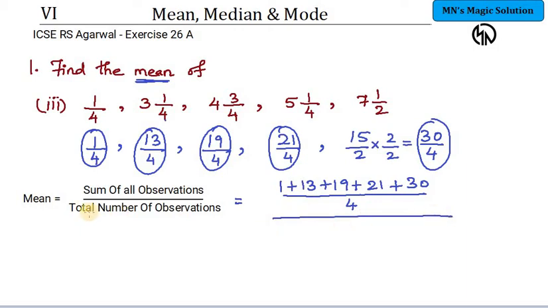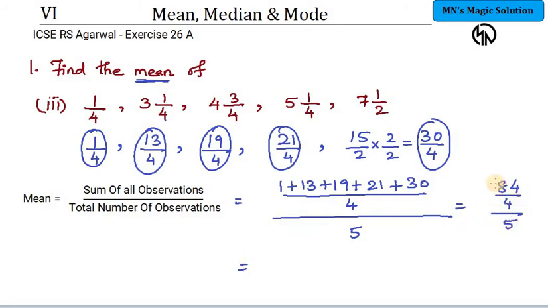Whole divided by total number of observations. How many observations are there? 5. So when you simplify this, when you add this part, what will you get? 19 plus 21, you can see this is nothing but 40. 40 plus 30 is 70. 70 when you add with 13, it is 83. Plus 1, 84. So totally it is 84 by 4 divided by 5.